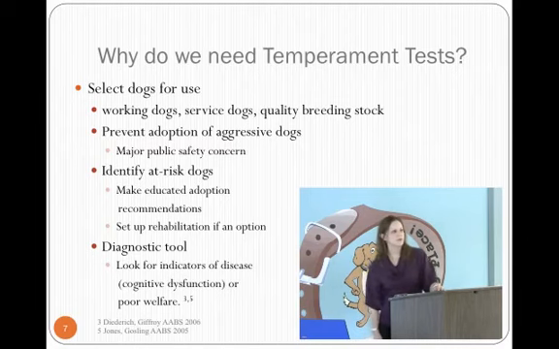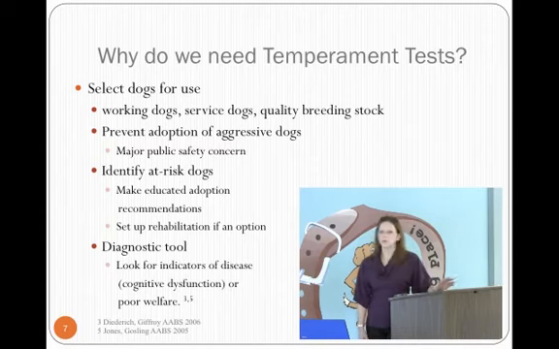We're also using them to try to identify at-risk dogs, so those who may have potential behavior issues that will occur in the home other than aggression. And then we can make educated adoption recommendations, so fitting that animal to the appropriate type of home, or setting up rehabilitation if that's an option where you are. They've also even been used as diagnostic tools, so we may be looking for indicators of disease such as cognitive dysfunction, or looking at it as an indicator of welfare.